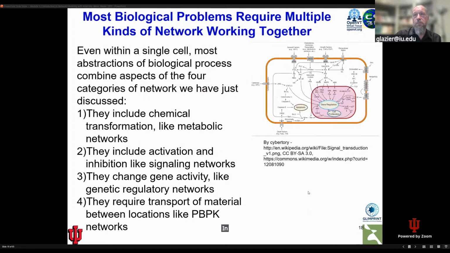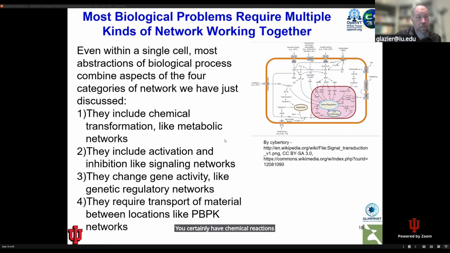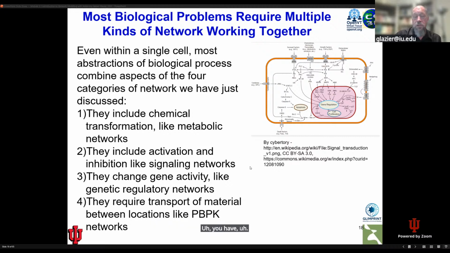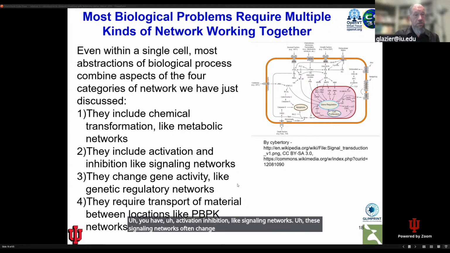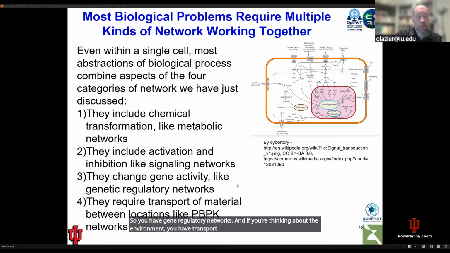In general, these networks all work together in the body. They don't work separately. You certainly have chemical reactions. If you didn't have chemical reactions, nothing would happen. You have activation and inhibition like signaling networks. These signaling networks often change gene regulation. So you have gene regulatory networks. And if you're thinking about the environment, you have transport, either active or passive. And so you have some transport model like a PBPK model.